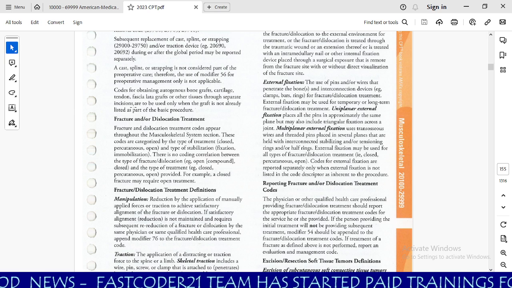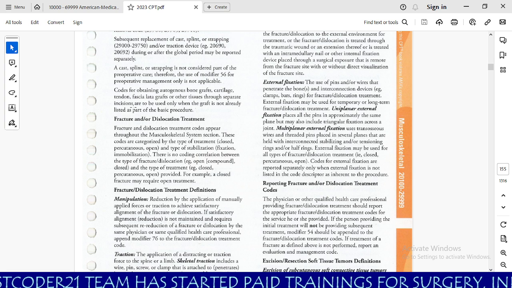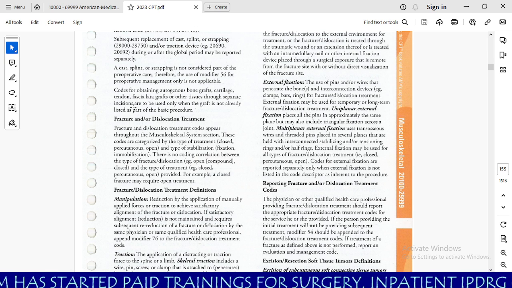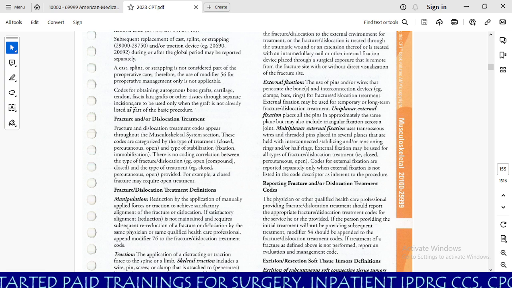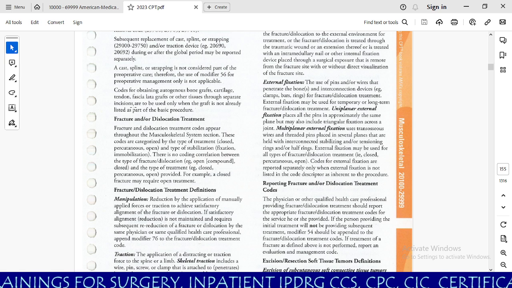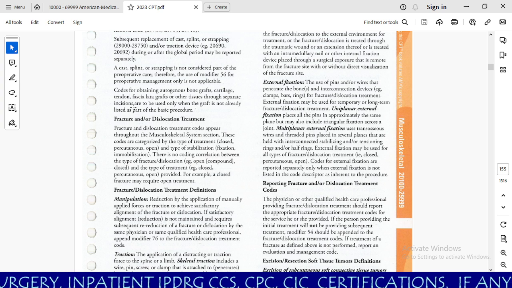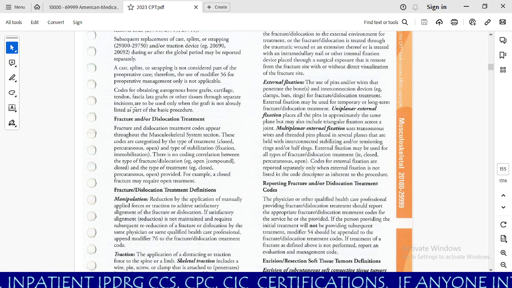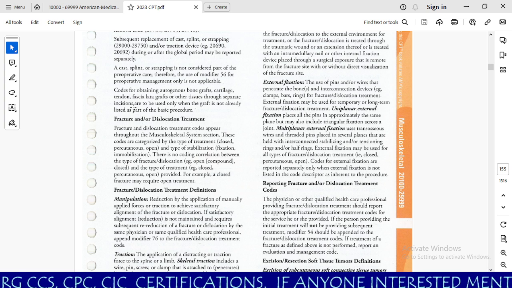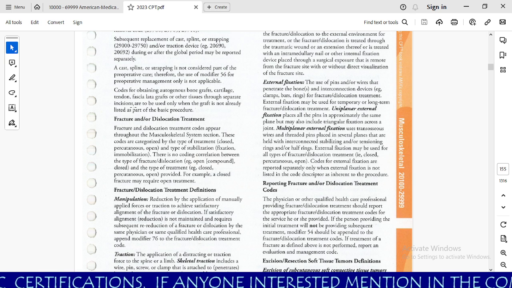Next guideline: codes for obtaining autogenous bone grafts, cartilage, tendon, facial autografts, or other tissues through separate incision are to be used only when the graft is not already listed as part of the basic procedure. So whenever you code a musculoskeletal system procedure, you need to check the code description. If the code description says with or without graft, we need to use that code. For example, if you don't have a CPT code with any type of graft, you need to code the graft separately, where you need to check whether the physician has performed a separate incision for the graft or not.